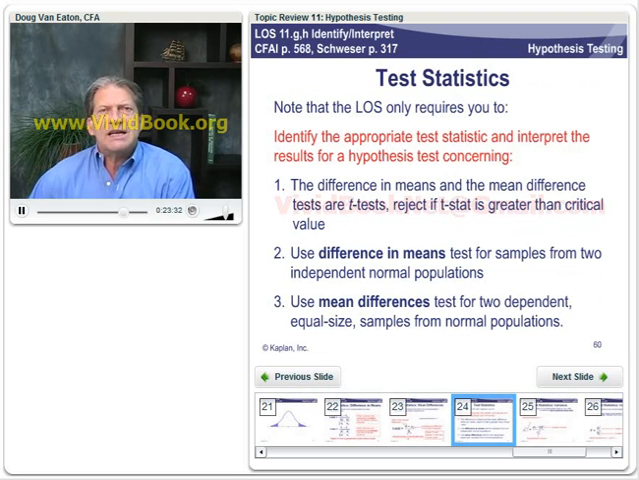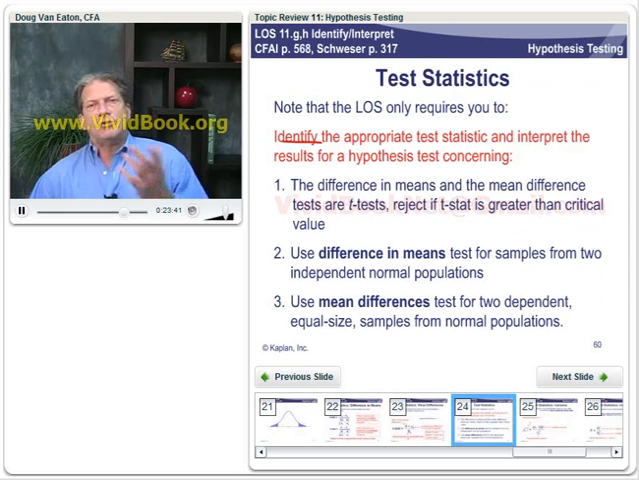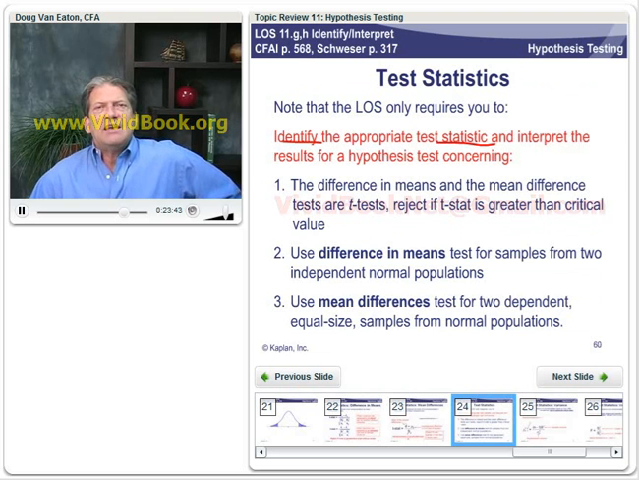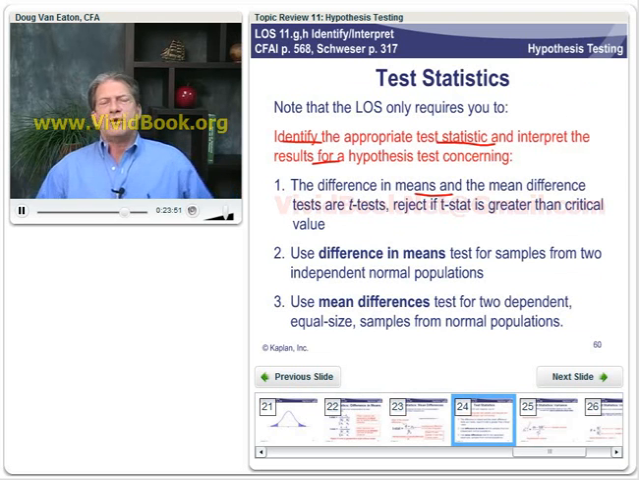Now, again, let me emphasize, the learning outcome statement only requires you to identify the appropriate test statistic. Those last two are both t-statistics. And interpret the results for a hypothesis test concerning, well, for the difference in means test, we're going to reject if we got too large of a test statistic. It meant the means were very far apart in terms of standard deviations or standard errors. Use that difference in means test when you have two samples and they're normal and they're independent. So they can be different sizes.